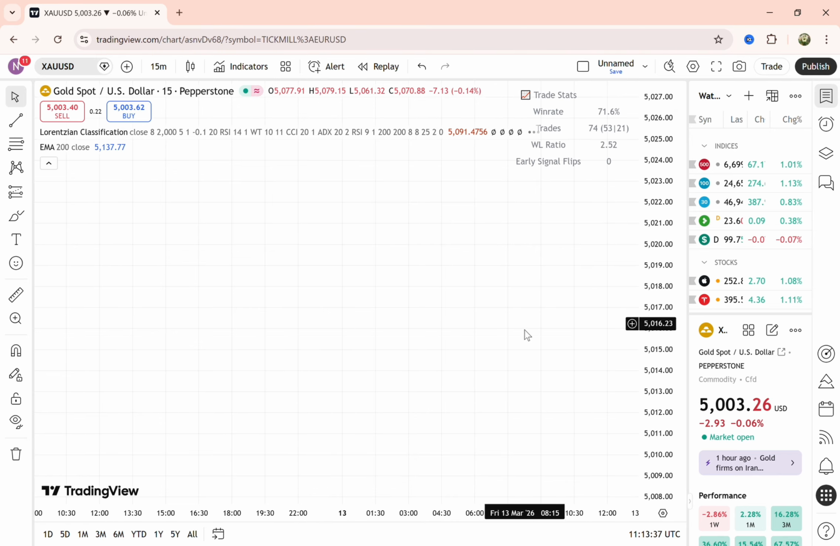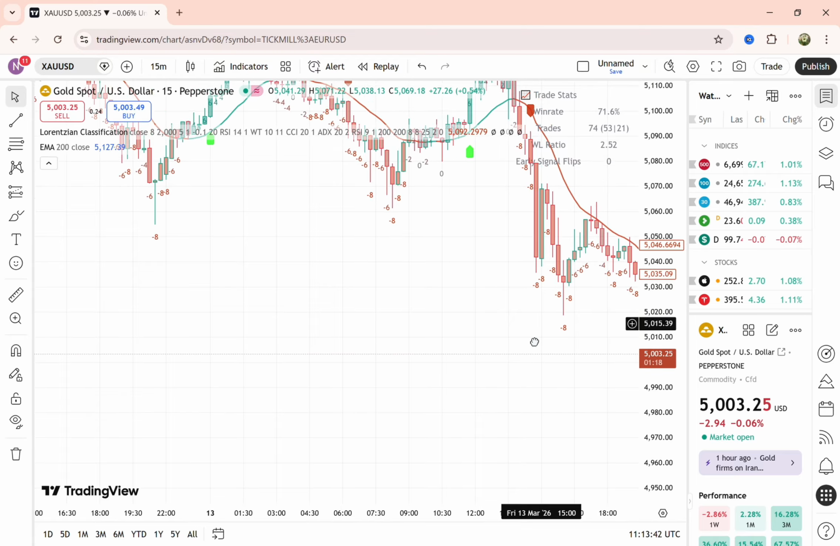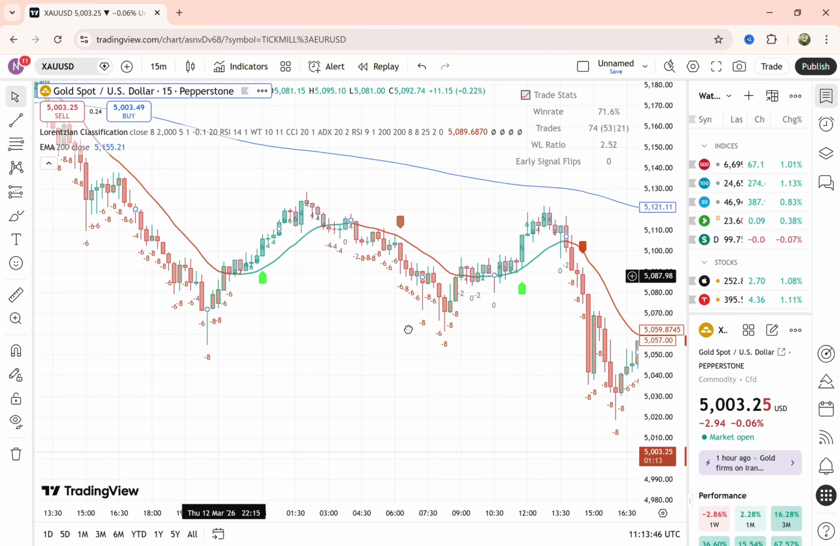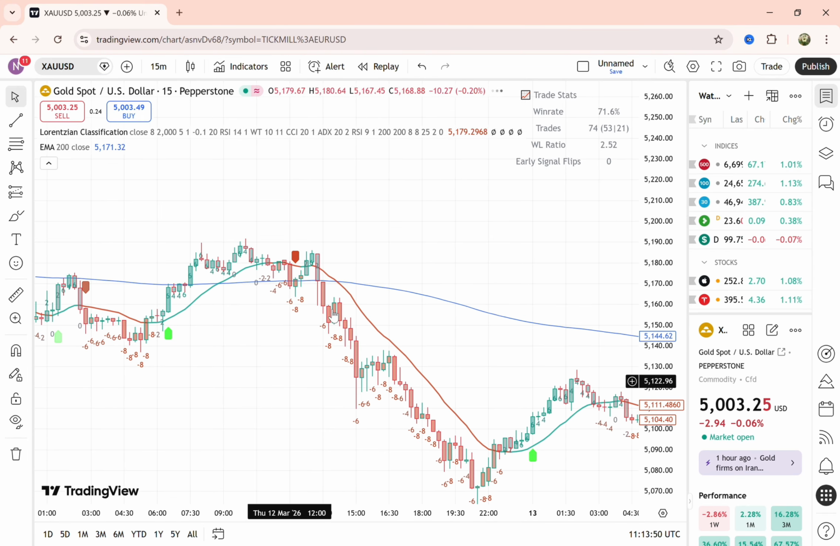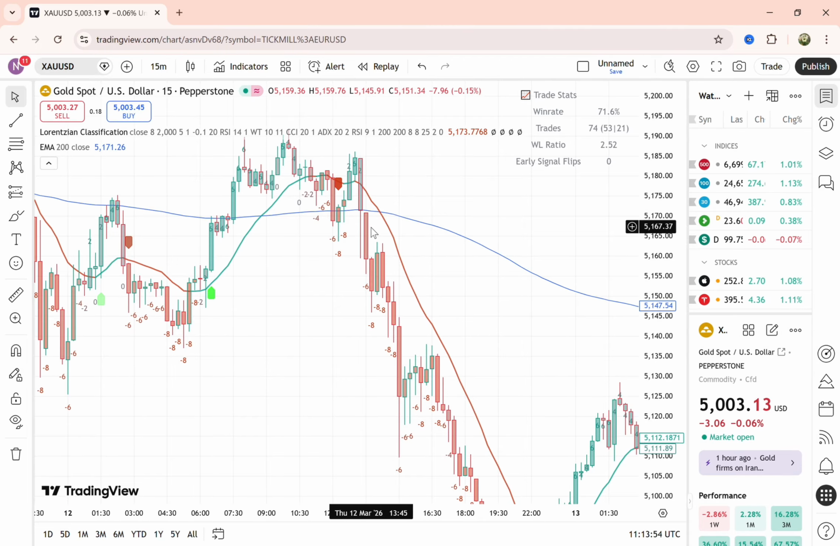It's available in all time frames, and as you can see here, also the first indicator gives you some signals for buy or sell, or you can test it.